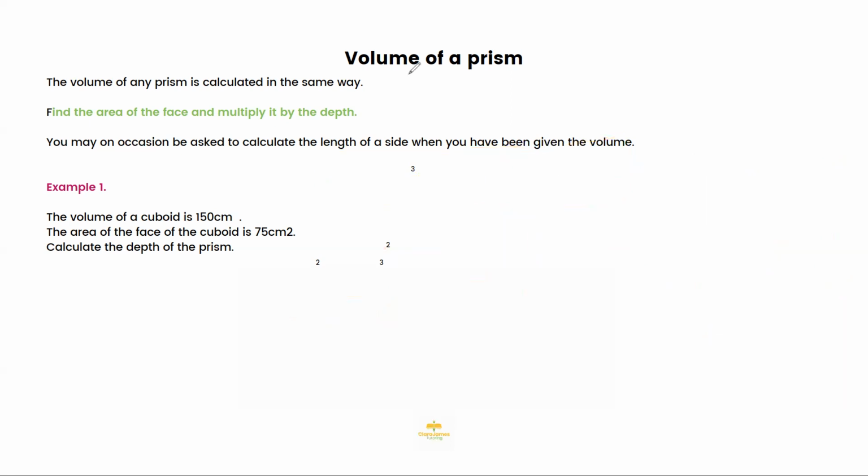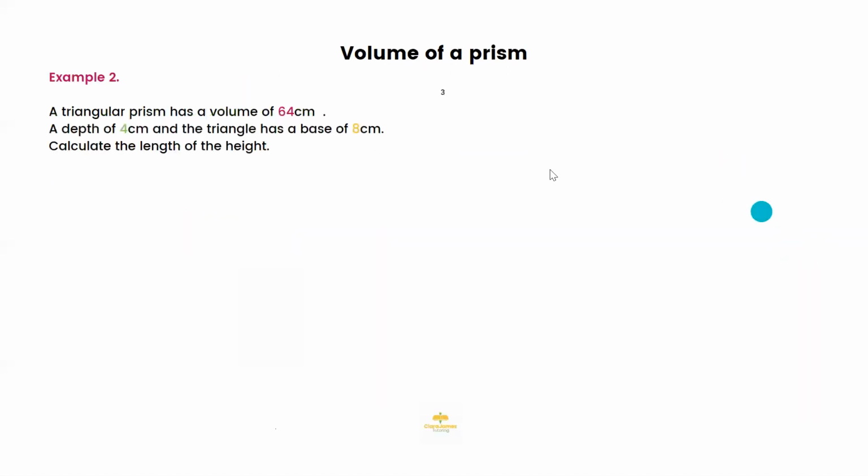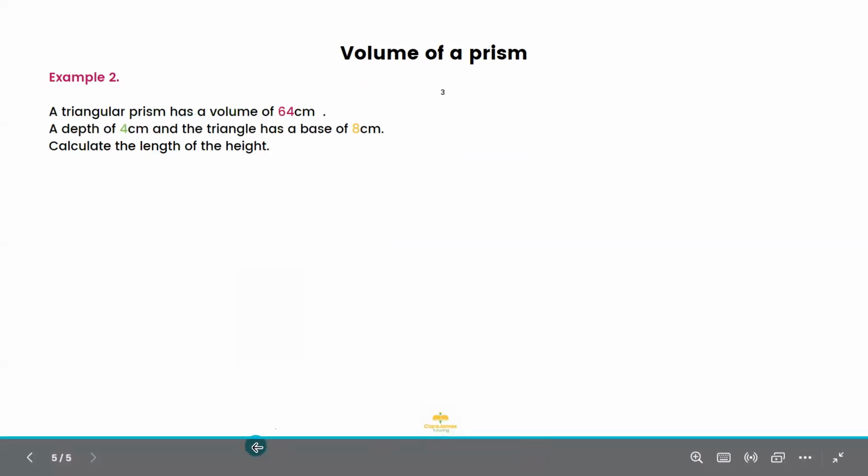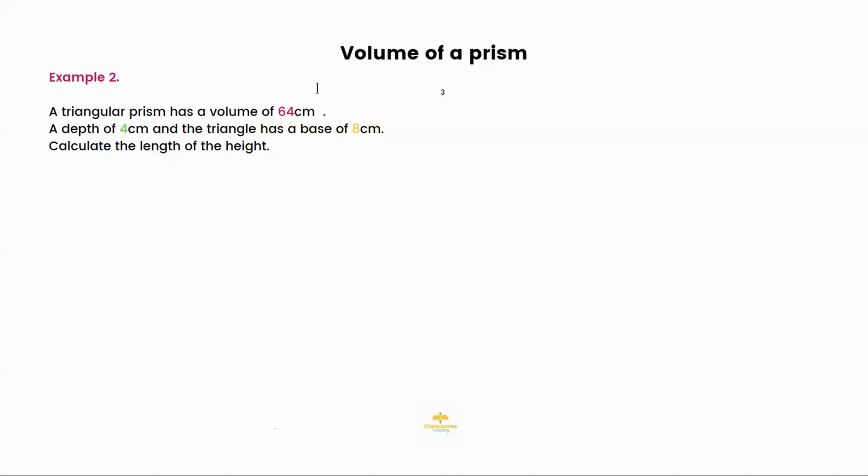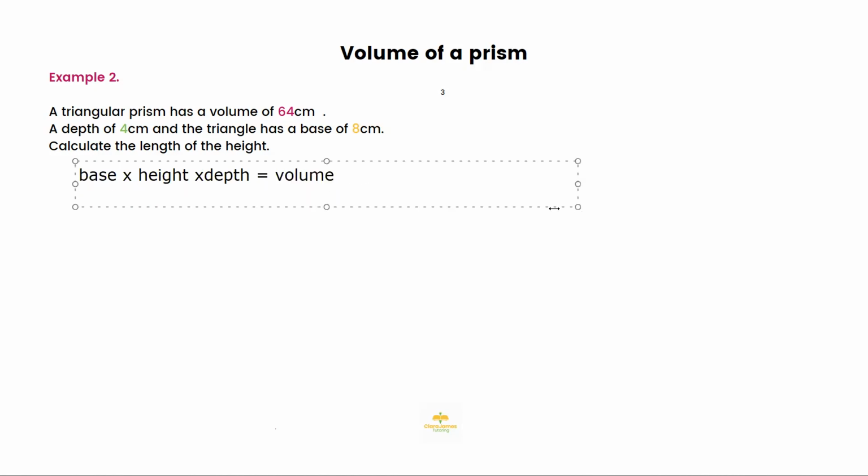Okay, another example. A triangular prism has a volume of 64 centimeters. So, oops, see if this is any neater. We have base times height times depth, and that's divided by 2. You can do it as times half, exactly the same thing. So base times height times depth divided by 2 equals the volume.